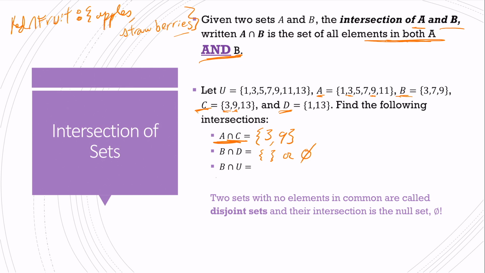Next, I could have B intersect our universal set. So what do U and B have in common? Well, they both have 3s, they both have 7s, and they both have 9s. So it would be the set 3, 7, 9, which is the same set as B. So I could also just write B if I wanted to. So that's for intersection. I want elements in both A and B. I wanted things that were both red and fruit.